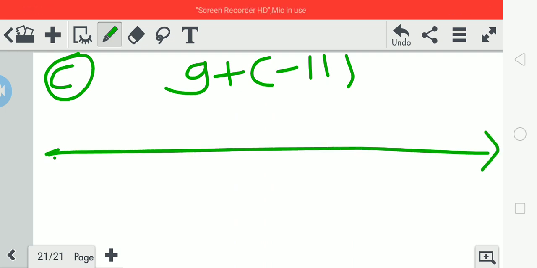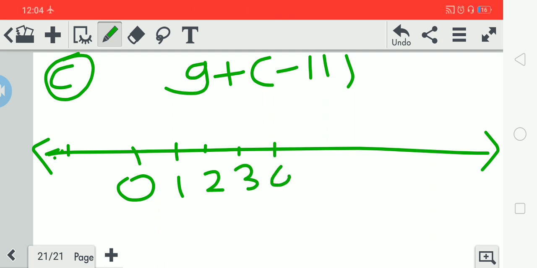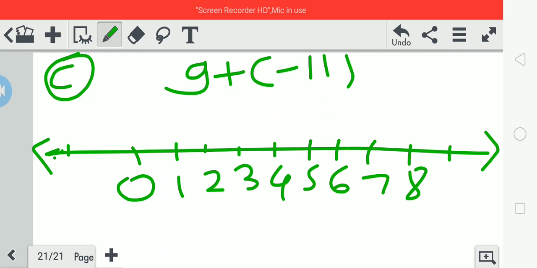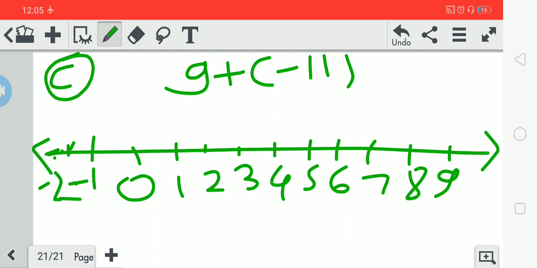Same way. So 0, 1, 2, 3, 4, 5, 6, 7, 8, 9. This way minus 1, minus 2. Okay. Now see, first number is 9, that is positive.